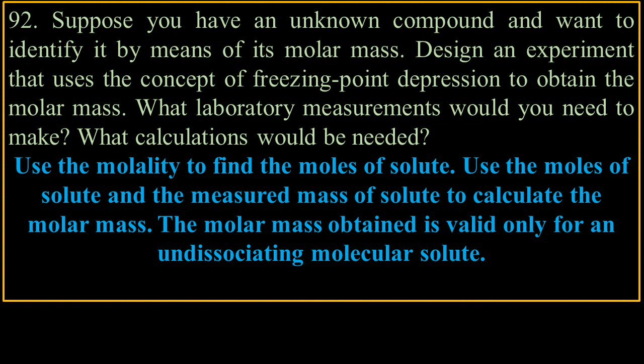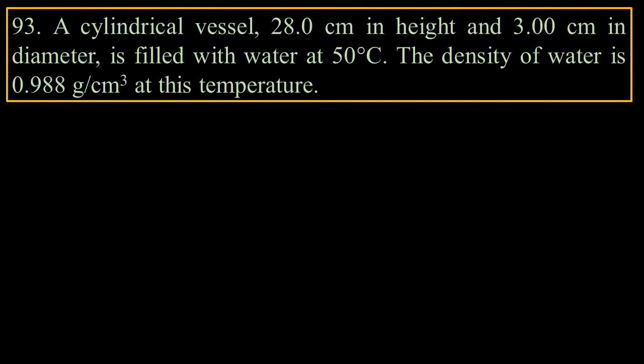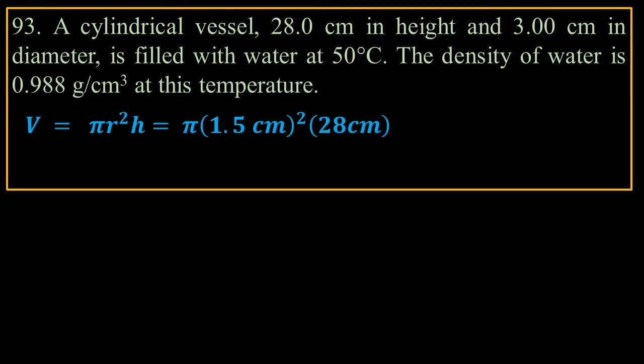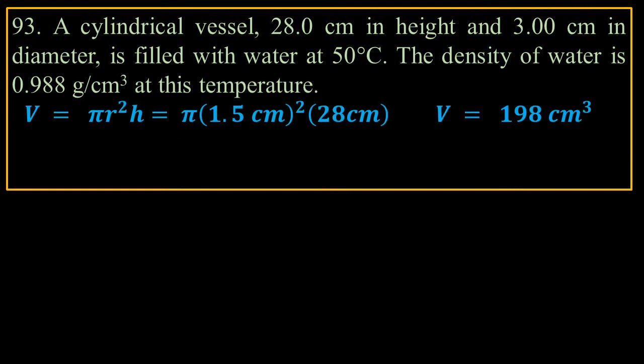molecular solute. A cylindrical vessel, 28 centimeters in height and 3 centimeters in diameter, is filled with water at 50 degrees Celsius. The density of water is 0.988 grams per cubic centimeter at this temperature. There's the volume, there's the pi r squared h. So the volume is going to equal what? What is pi times 1.5 squared times 28? And the answer is 198 cubic centimeters.